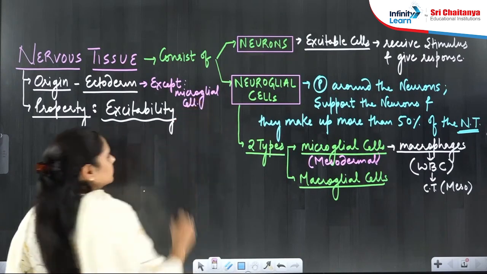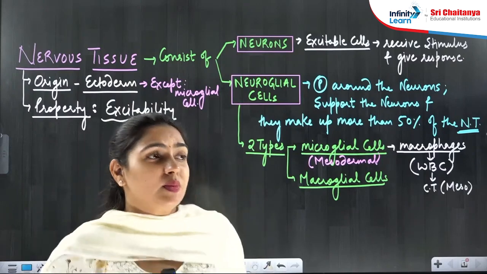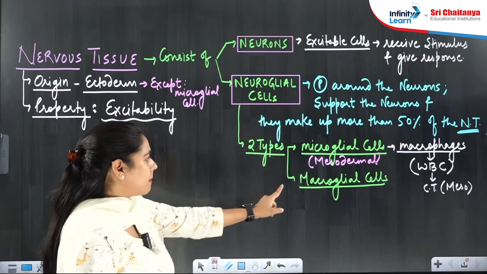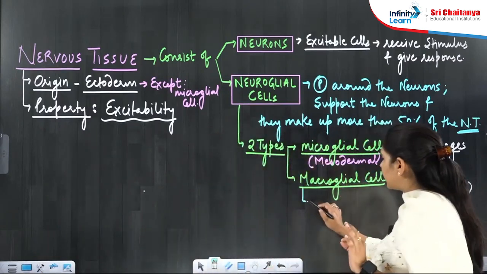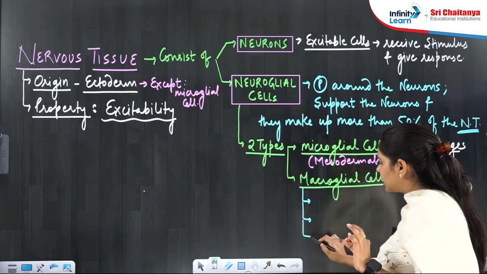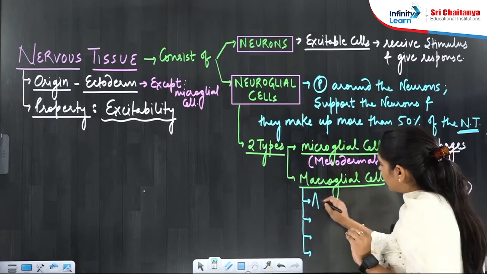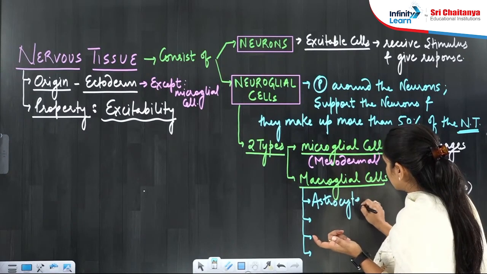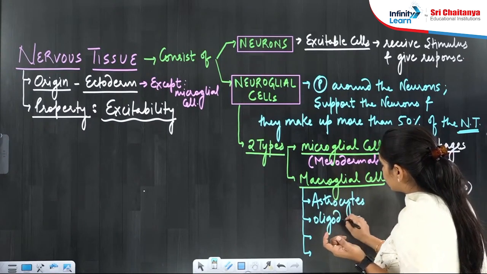Yes or no, everyone? The exception is the microglial cell. Alright, understood microglial cells. Now coming to the macroglial cells. Macroglial cells are of 4 different types. We will not go into much detail, but I will tell you the important things. One name is astrocyte, star shaped. Astrocytes are there.